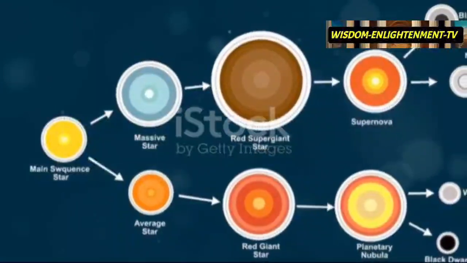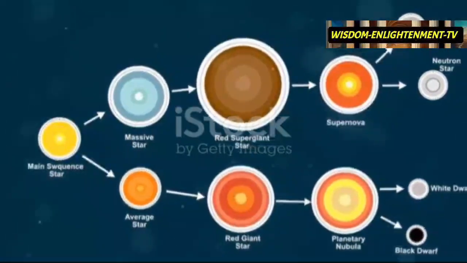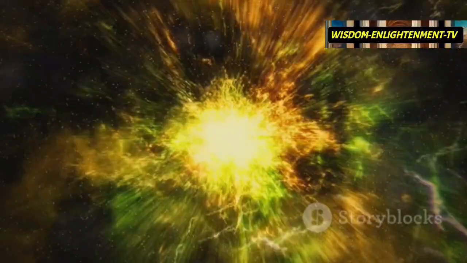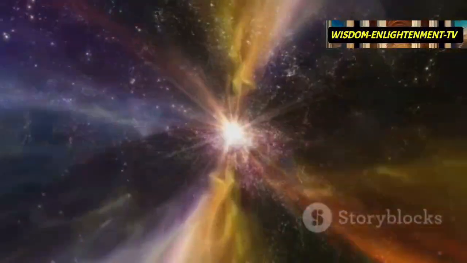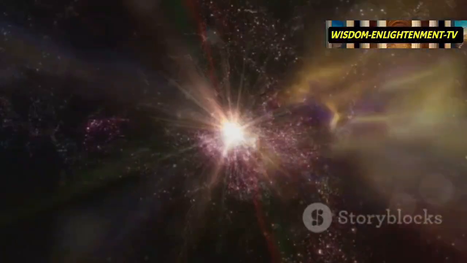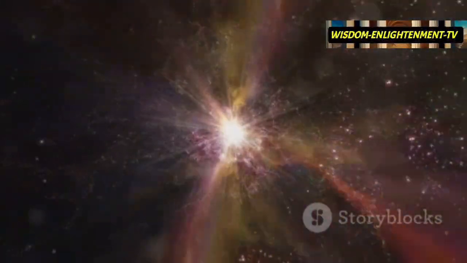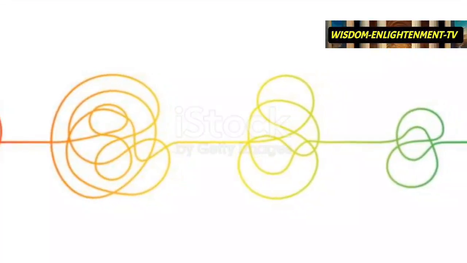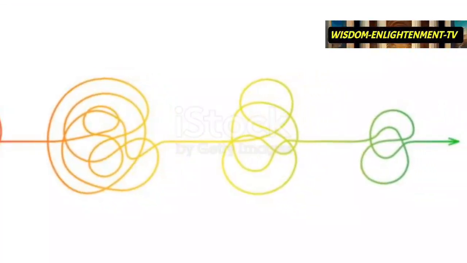In more massive stars, the CNO cycle plays a significant role. 1. Carbon-12 captures a proton, becoming nitrogen-13. 2. Nitrogen-13 decays to carbon-13, emitting a positron and a neutrino. 3. Carbon-13 captures a proton, becoming nitrogen-14.